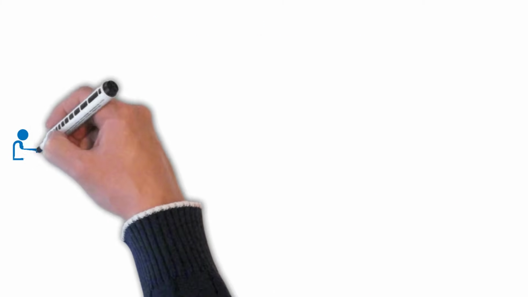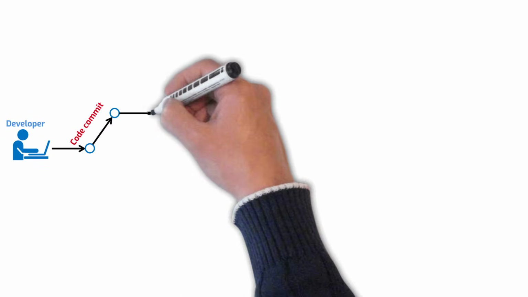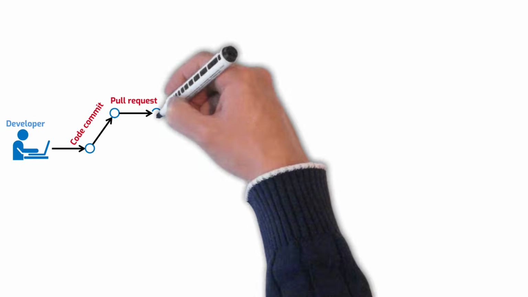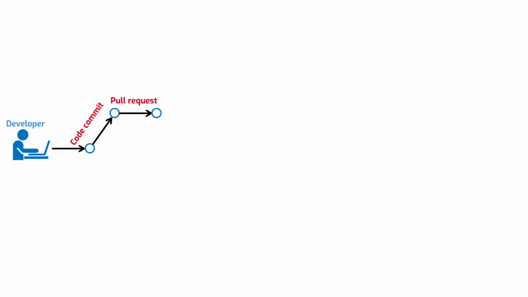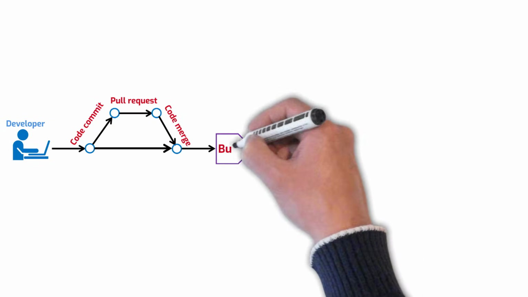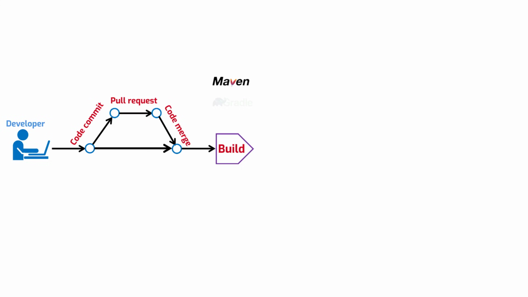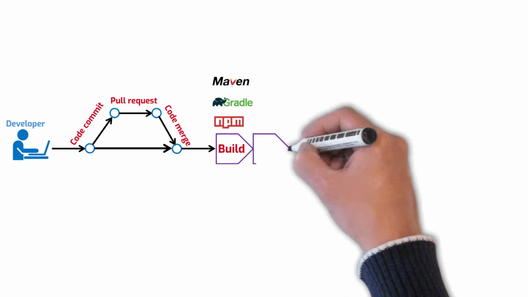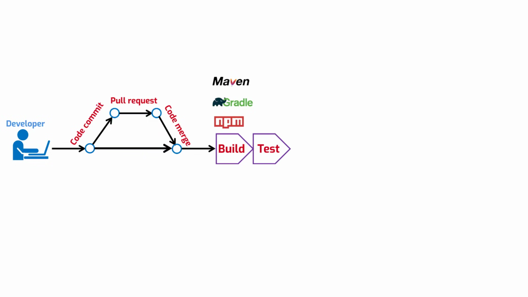So let's go through a typical CI/CD pipeline example. Suppose you have a developer who commits code to a feature branch. A pull request is then created for the code merge. Once it's approved, the code is merged into the deployment branch, which triggers the build process using tools such as Maven, Gradle, or NPM. After the build is created, it triggers the execution of test cases using tools such as Jest, JUnit, or PyTest, and the test results are uploaded to the appropriate platform.